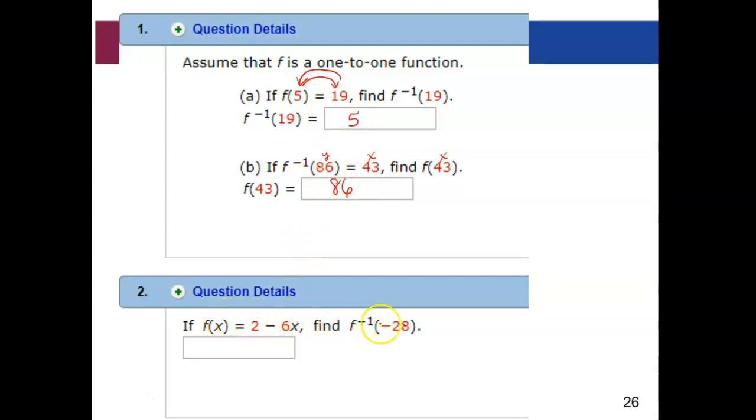Okay, here we have an equation. And again, this is going to act like the Y. When you're doing f inverse, your input value is the Y. So I'm going to put this negative 28 in the place of the Y. So I'm going to have negative 28 equals 2 minus 6x, because remember, y and f of x are basically equivalent to each other. Okay, so if I subtract 2, I'm going to get negative 30 equals negative 6x. Divide by negative 6, and so x is going to be 5.